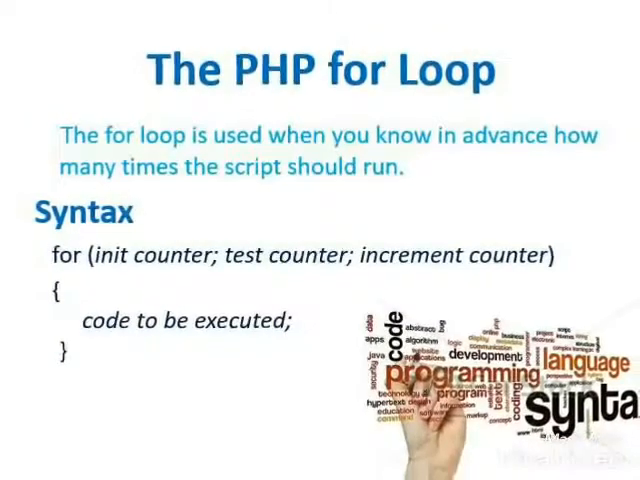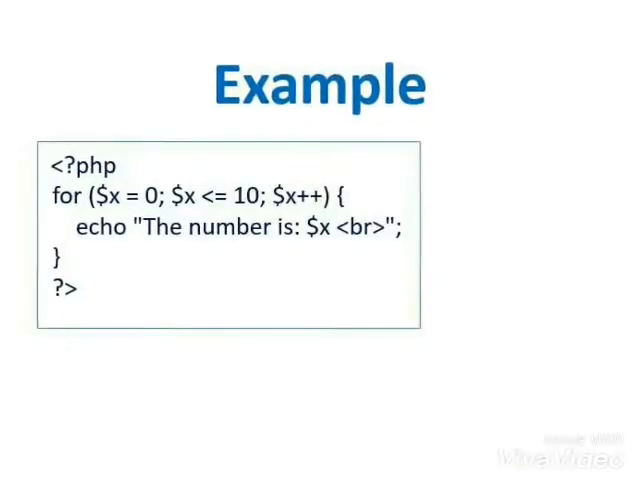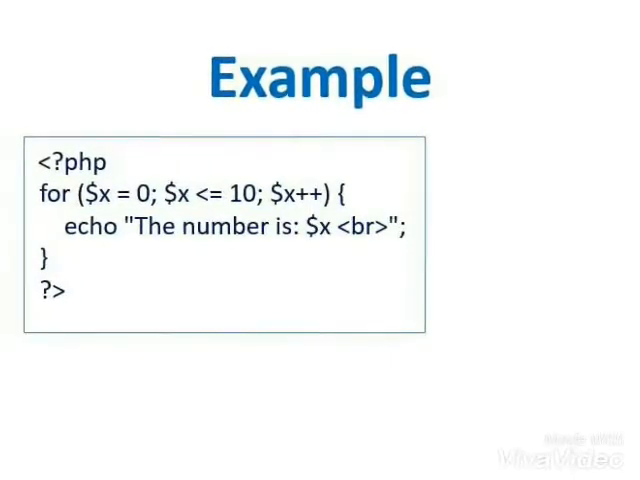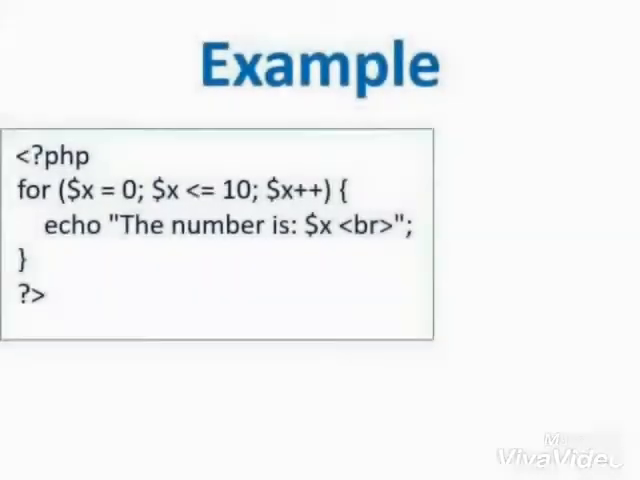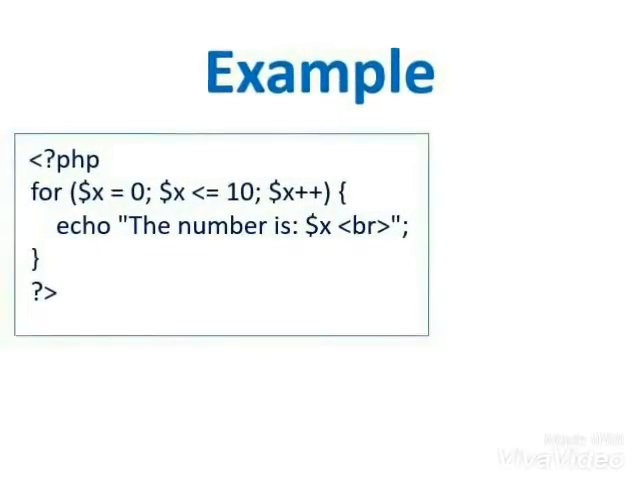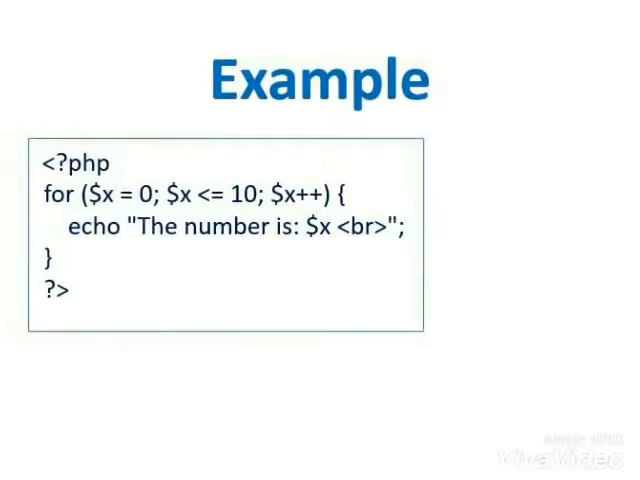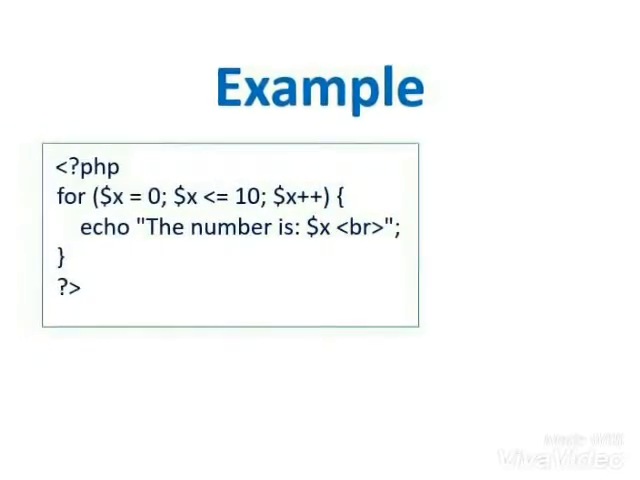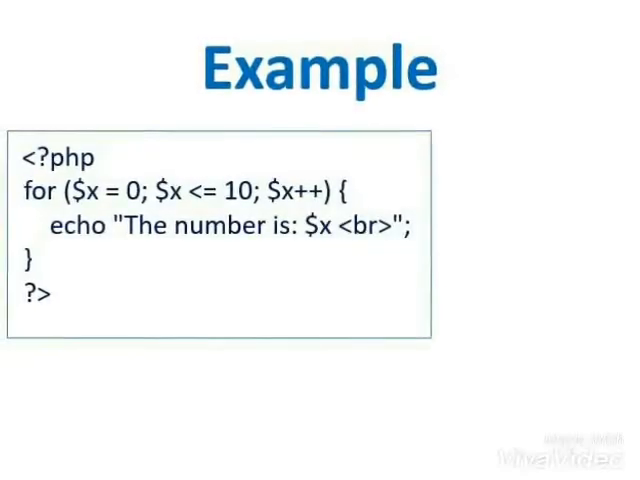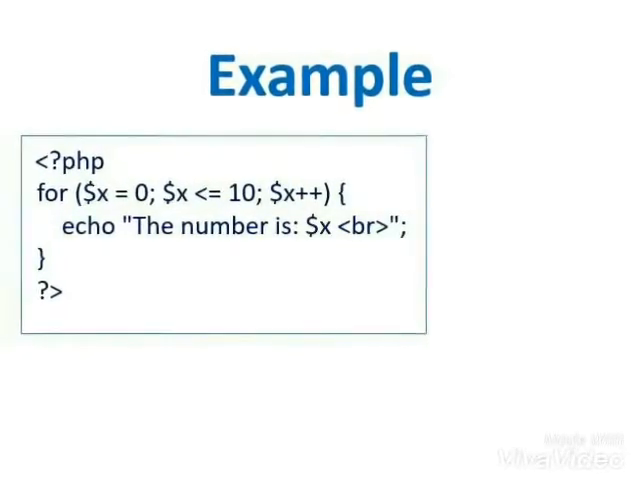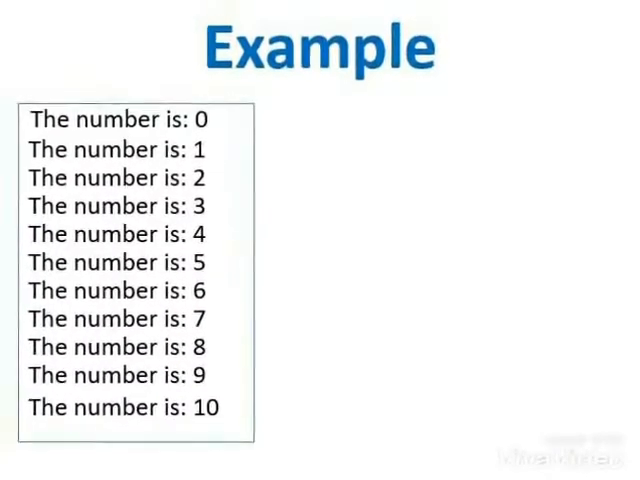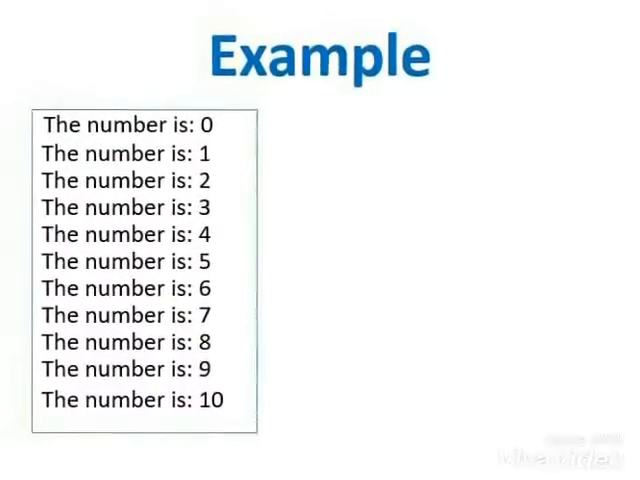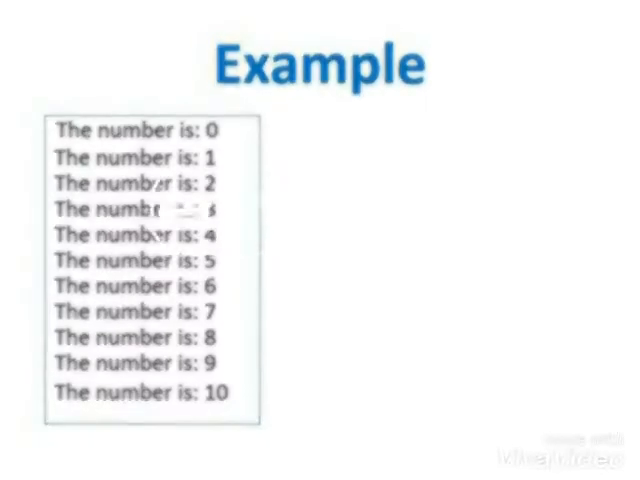This is the example of the for loop. Firstly, the variable is initialized, then the condition is checked. If true, then the loop body is executed. If the condition is false, stop the execution of the loop body, and the control transfers to the next statement after the loop body. Then increment or decrement is performed, go to step 2 and it is repeated. When we execute it, it will show the output like this: the number is 0, 1, 2, 3, 4, 5 and so on.